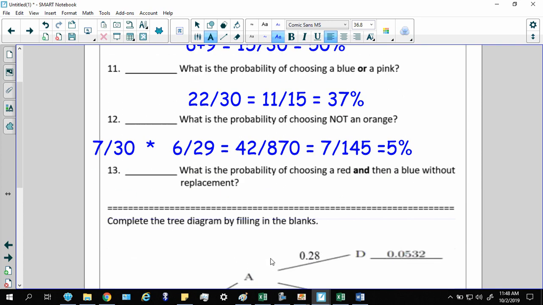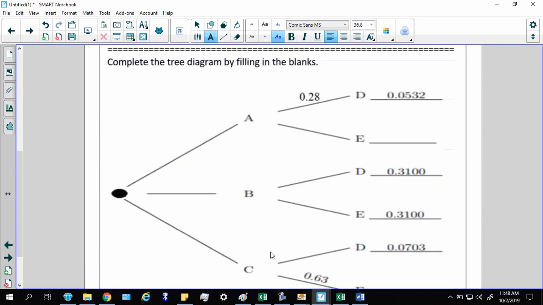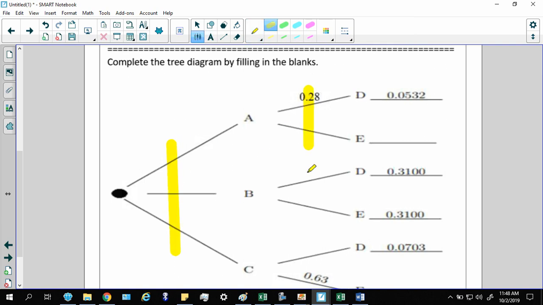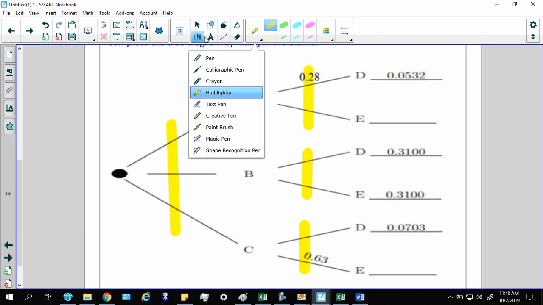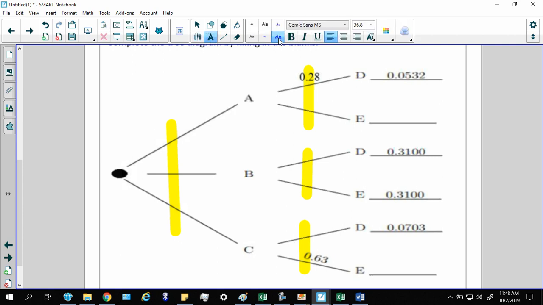Okay. All right, the tree diagram here. If you remember anything about tree diagrams, every time the tree branches out, that equals 100%. So when I start filling some of this out, a lot of this is pretty simple because I already know what one branch is. The first branch, see that 0.28? It will be 0.72 because those two add up to 100. This right here is 0.63, which is going to be 0.37.